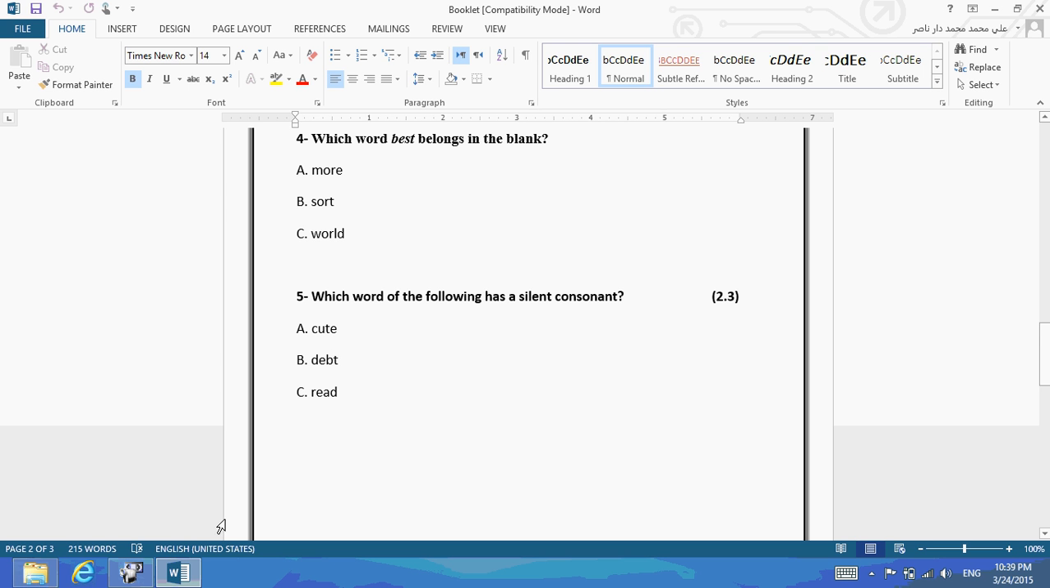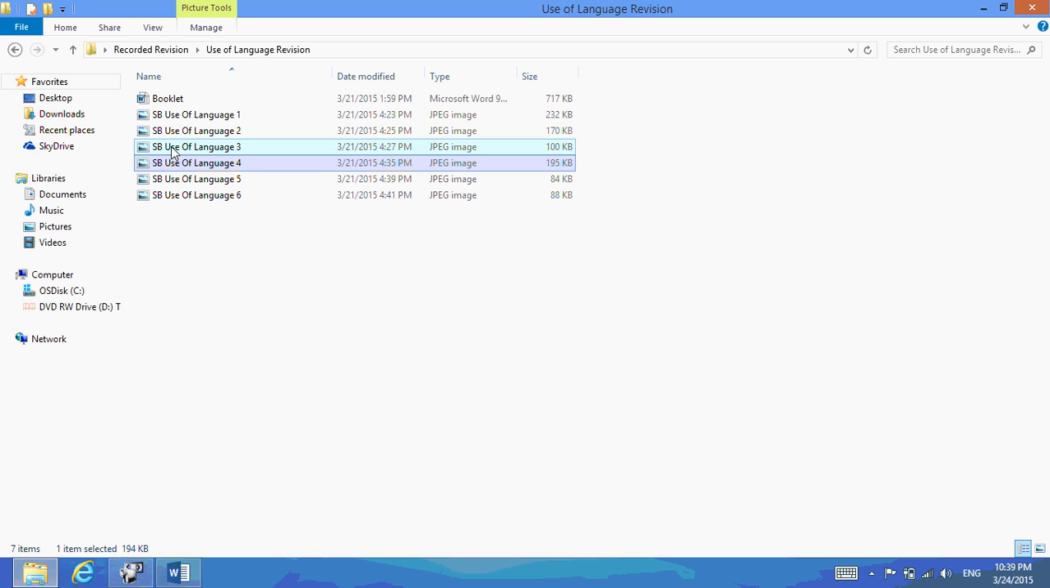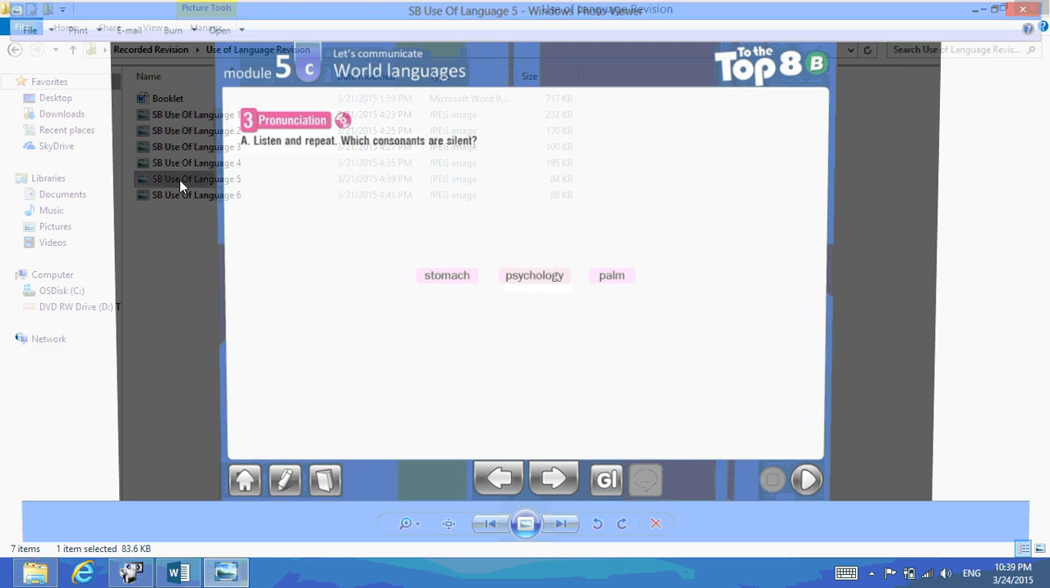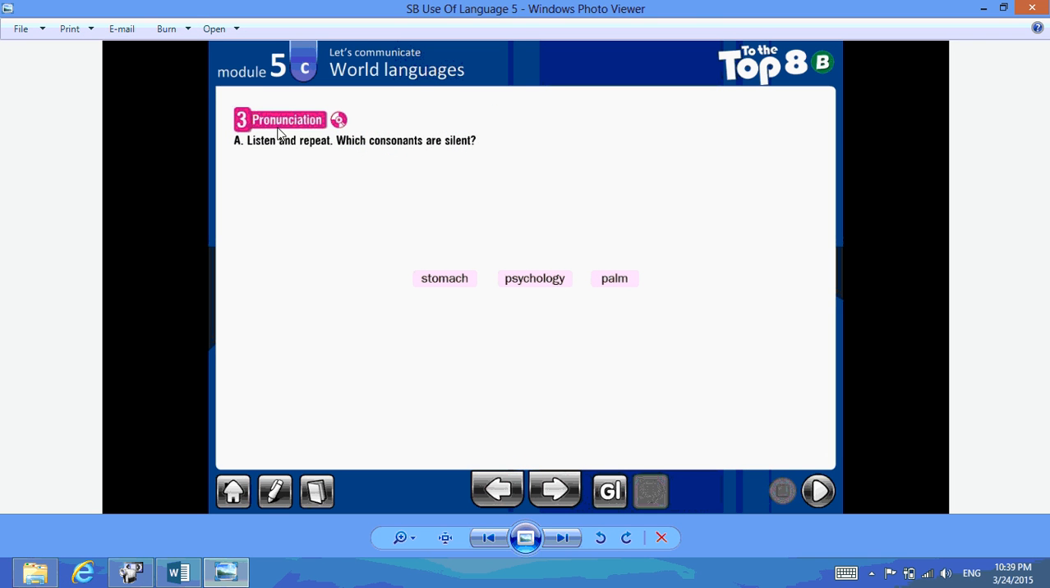A good example about this taken from a student book, Pronunciation 3, Module 5, World Languages. Let's communicate. Listen and repeat. Which consonants are silent? Stomach, psychology, and palm. L is silent, P is silent.